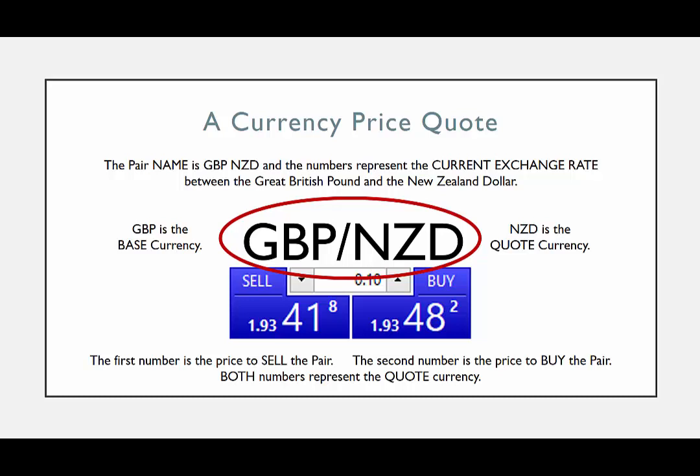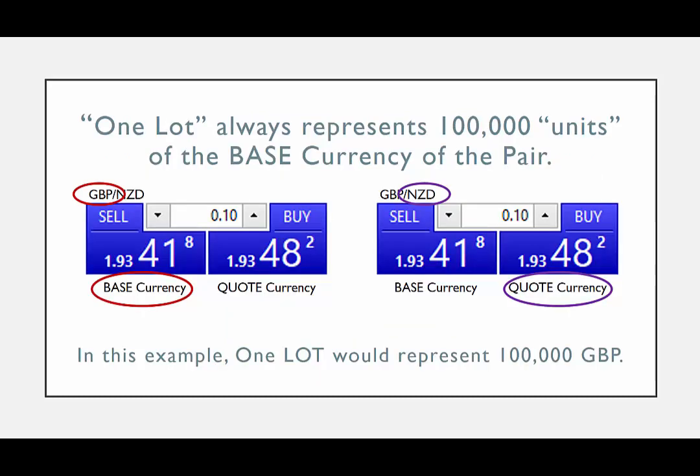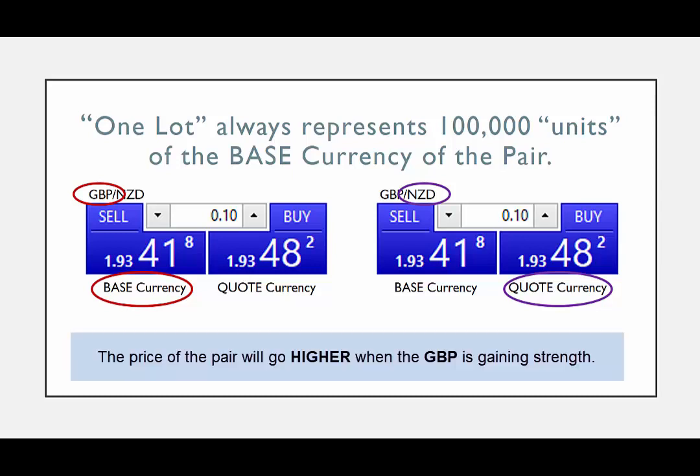Each currency pair has a base currency and a quote currency. The base currency is always listed first in the pair name. So in this case, the GBP, or Great British Pound, is the base currency, and the New Zealand dollar is the quote currency. The numbers are the current exchange rate to either sell the pair or buy the pair. If you think that the GBP is going to gain strength compared to the New Zealand dollar, then you would buy the pair. If you think that the NZD is going to gain strength compared to the GBP, then you would sell the pair.